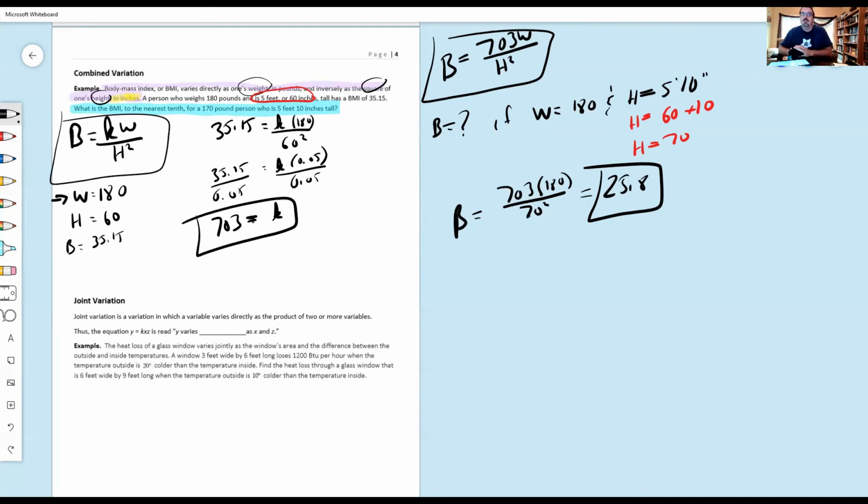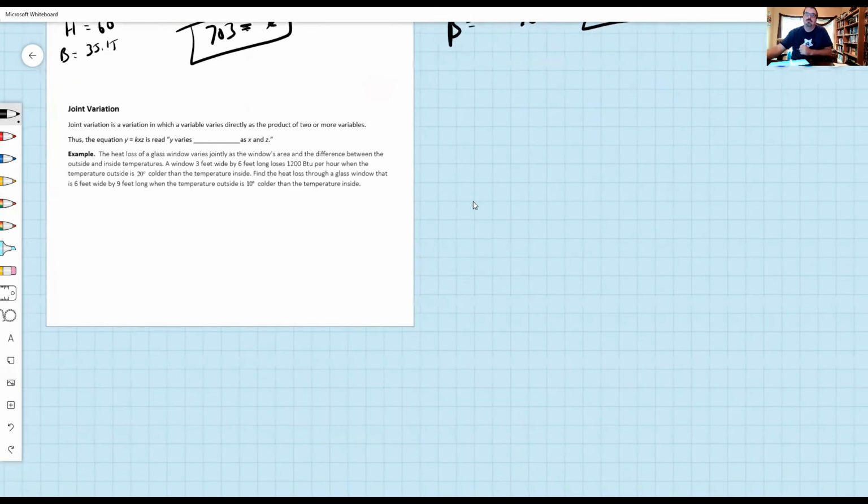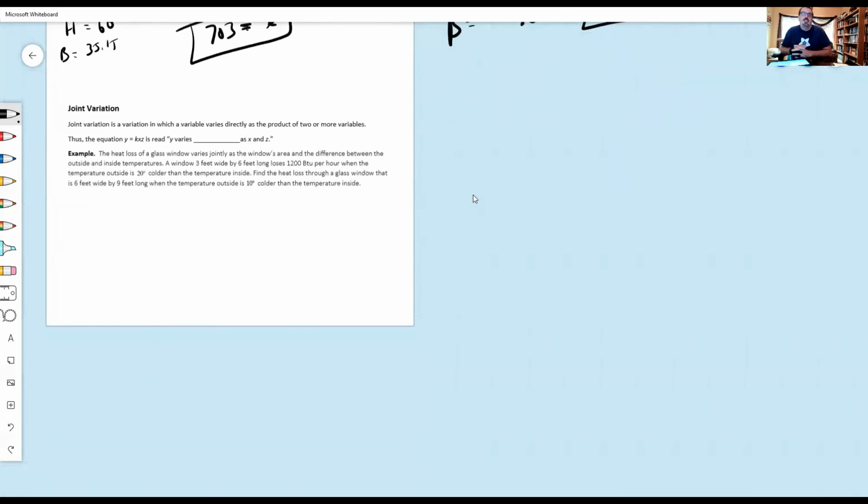And the last type of variation is called joint variation. Joint variation works with two or more variables. Basically, it's direct variation with multiple variables. So, y varies directly as x and z.